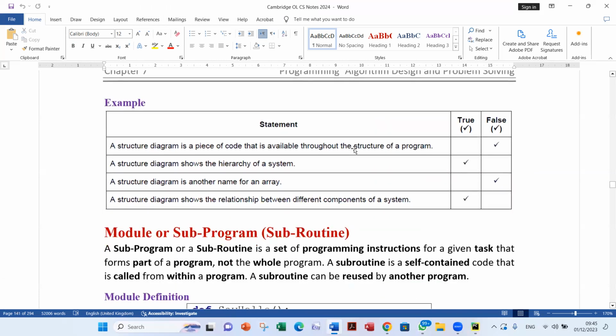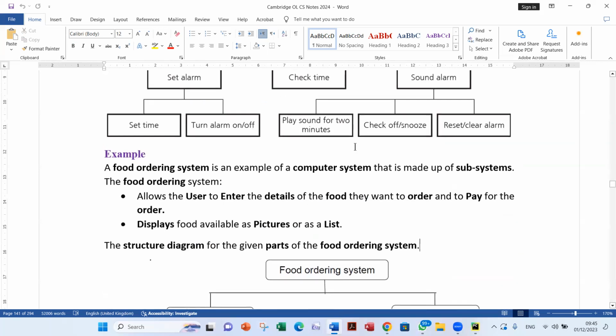Okay, let us look at this other question. It says a structure diagram is a piece of code that is available through the structure of a program. You have to say false because a structure diagram is not a piece of code. A structure diagram shows the hierarchy of the system. You tick true because really it shows the hierarchy of the system. A structure diagram is another name for an array. You haven't studied arrays yet, and definitely a structure diagram is not an array. A structure diagram shows the relationship between different components. Yes, it does. Okay, so that was about structure diagram.